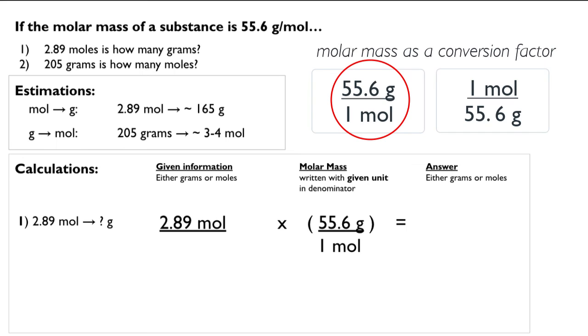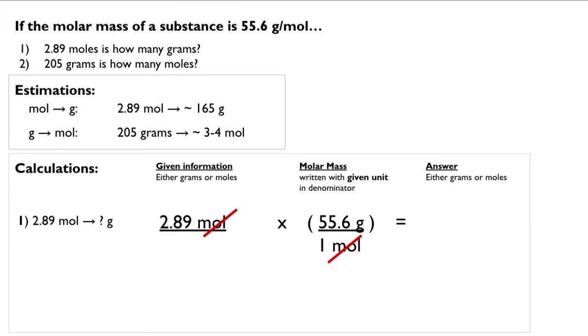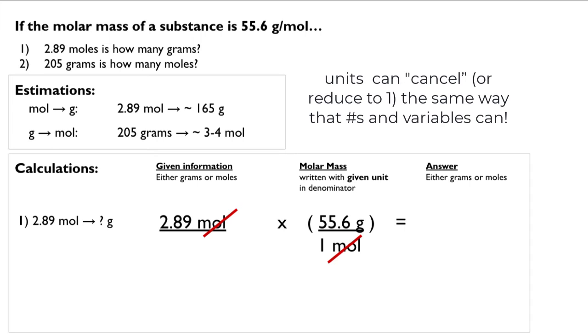And because I am now going to multiply 2.89 moles times 55.6 grams per mole, the unit moles reduce to 1. Just like when I have x over x, I know that something divided by itself reduces to 1, and I cross off my x's. If I have the same unit over the same unit, I don't do anything to the numbers, right? But I can say those units cancel or reduce to 1.